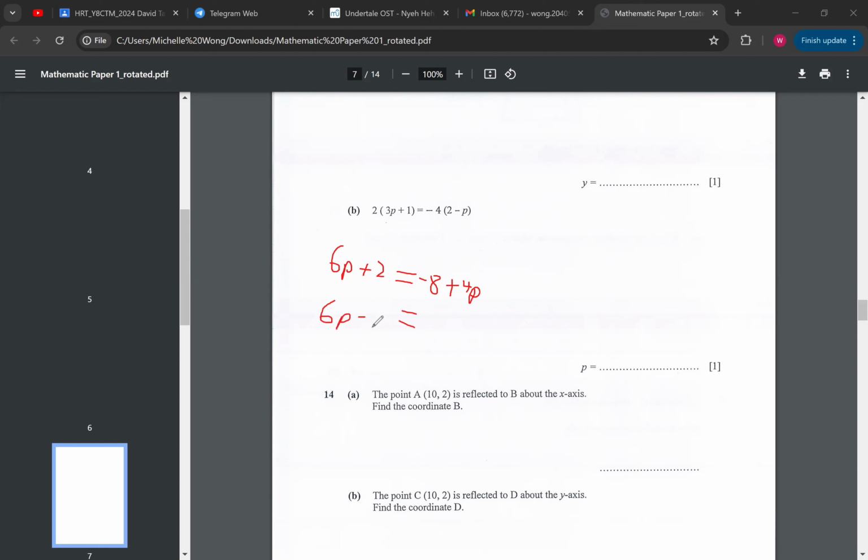So you push all the p on one side. So 6p minus 4p, because positive goes here, you become negative, and positive 2 go here or also become negative, so it will be negative 8 minus 2, which will be negative 10 and 2p. Now just take negative 10 divided by 2, which you will get negative 5.